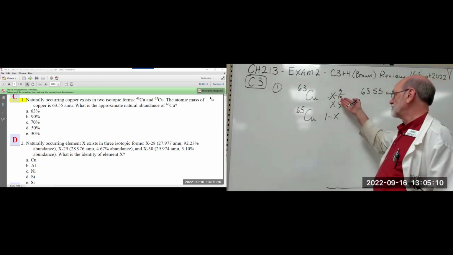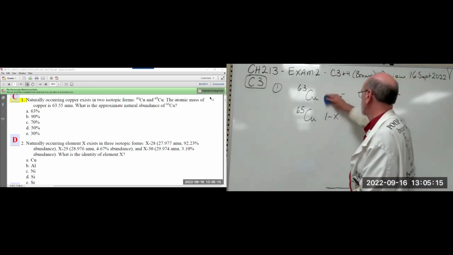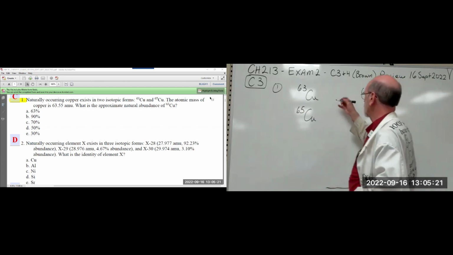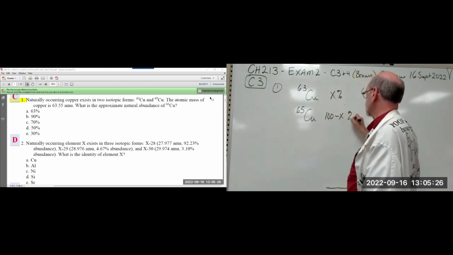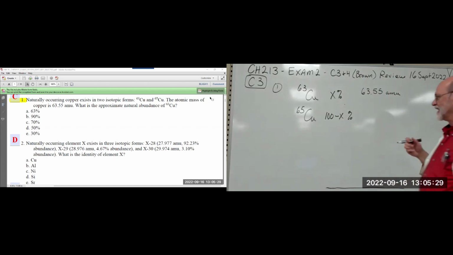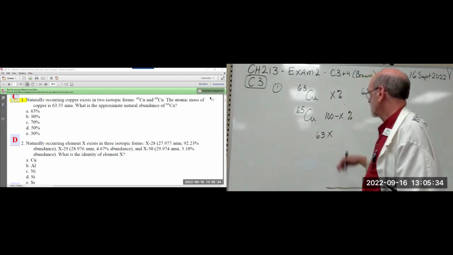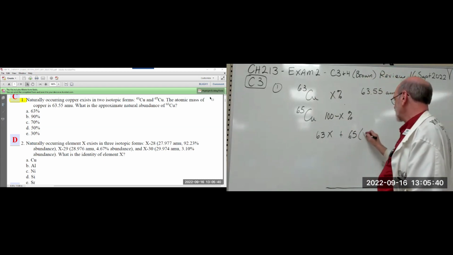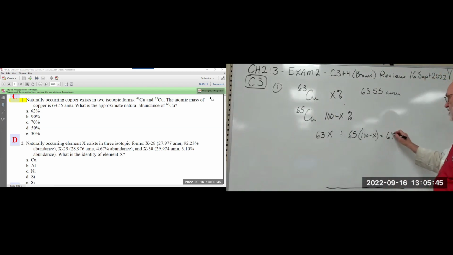Or we could say, let's do it that way. I haven't done it that way before. Let me see if it works. If this one is X percent, this will be 100 minus X percent, correct? Okay. So now if we say 63 X, that percent times that value, plus 65 times 100 minus X is equal to this value, 63.55.